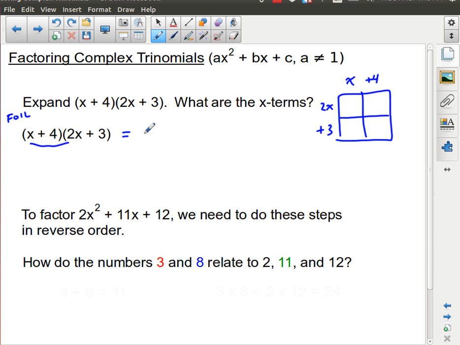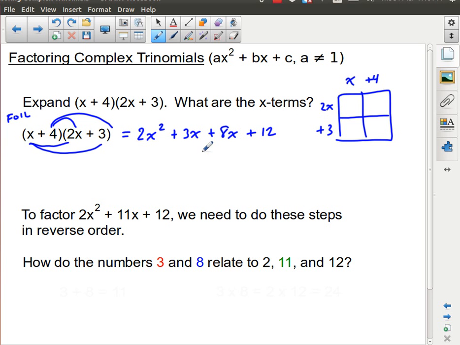That's x times 2x, gives me 2x squared. Then the outer values, that's going to be x times 3 for a 3x. Then the inner values is going to be 4 times 2x, that's plus 8x. And the last values, which are 4 times 3, which is 12.